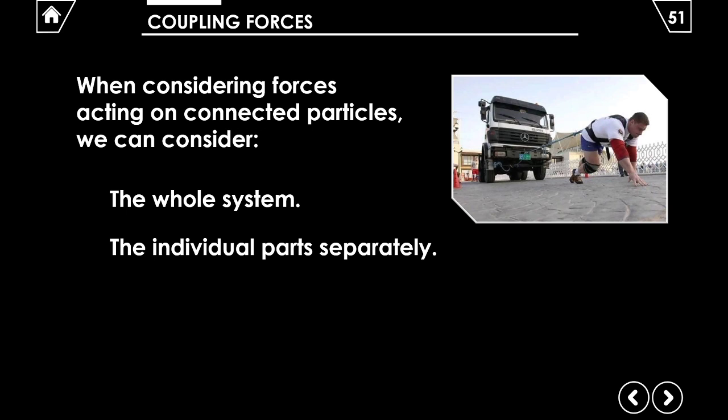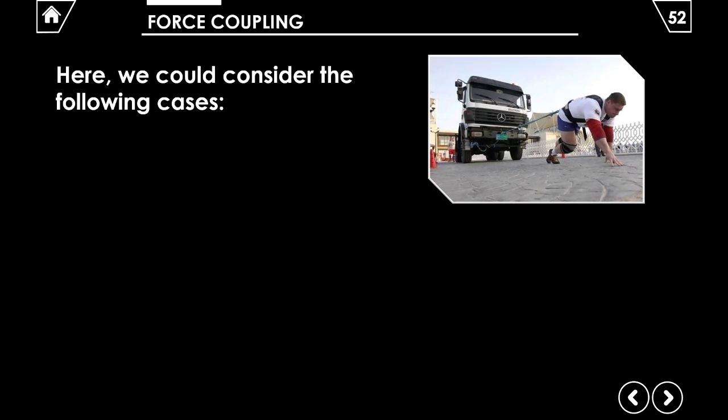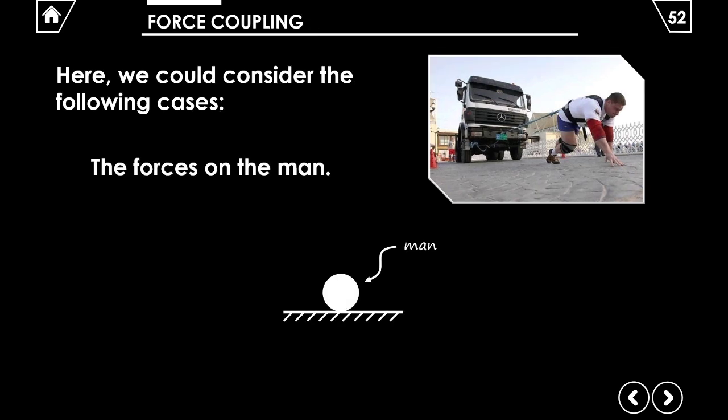We've got a strong man and he's pulling along a truck, probably quite slowly. There are three possible force diagrams we could draw in this situation. We could treat the man as a particle. In that case, he's got what we would call a driving force moving forward. So anything where there's a force propelling something forward, we can call that a driving force.